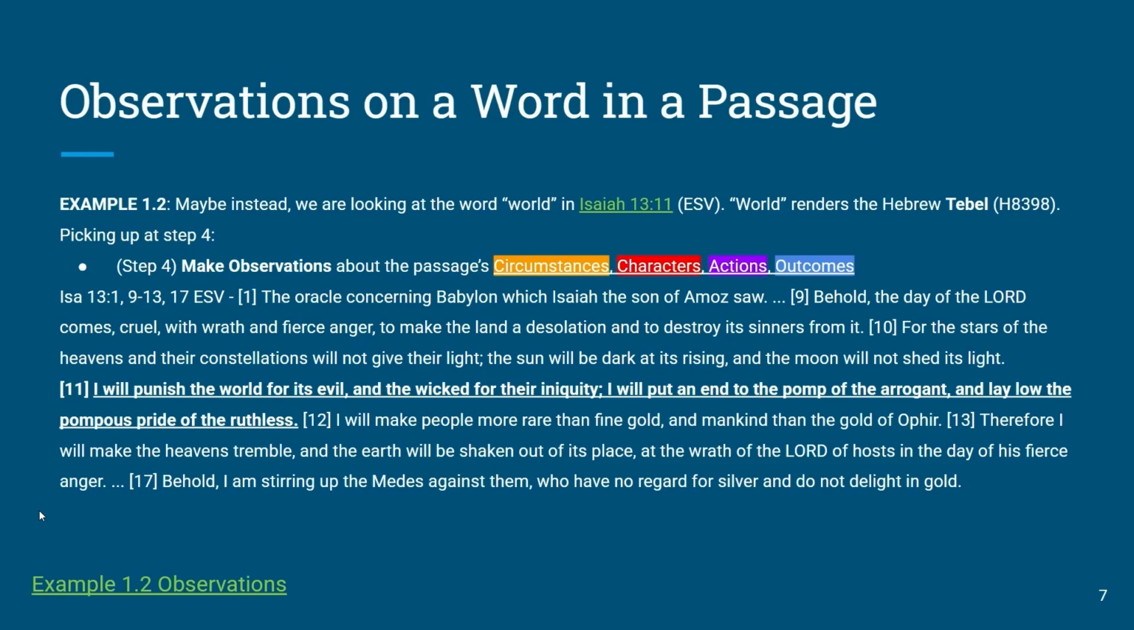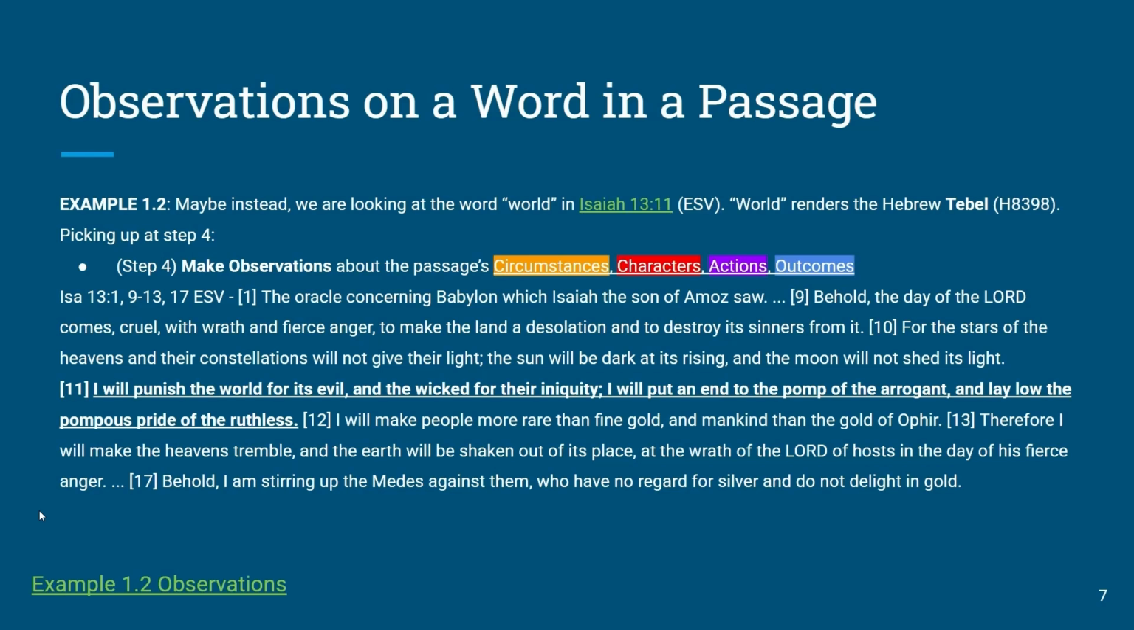Behold, the day of the Lord comes, cruel, with wrath and fierce anger, to make the land desolation and to destroy its sinners from it. For the stars of the heavens and their constellations will not give their light. The sun will be dark at its rising, and the moon will not shed its light. Verse 11. I will punish the world for its evil, and the wicked for their iniquity. I will put an end to the pomp of the arrogant, and lay low the pompous pride of the ruthless. Verse 12. I will make people more rare than fine gold, and mankind than the gold of Ophir.